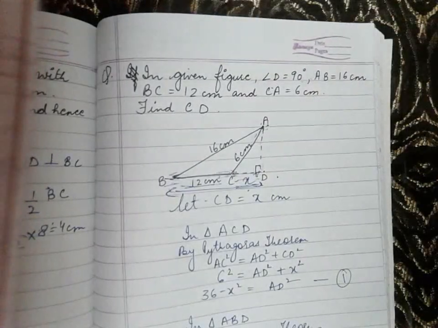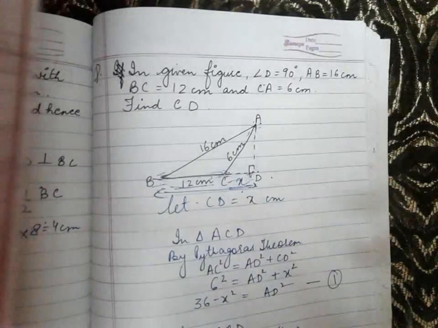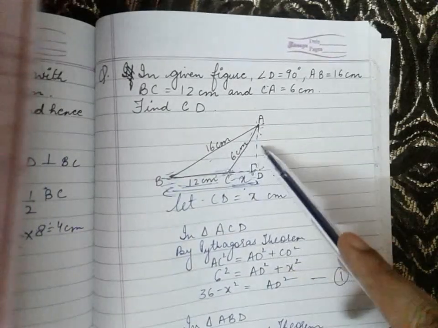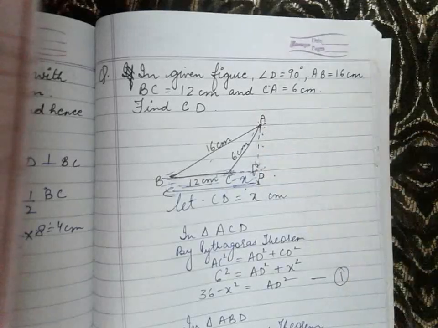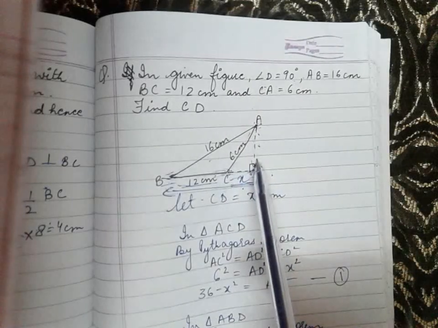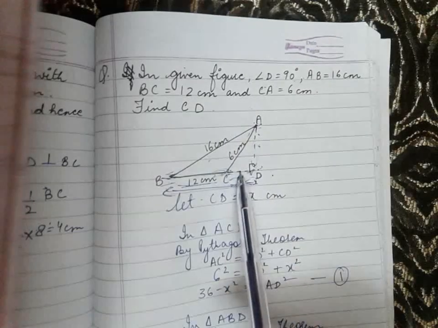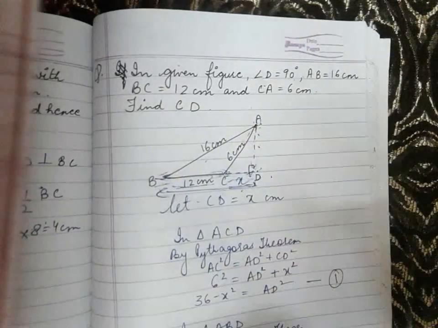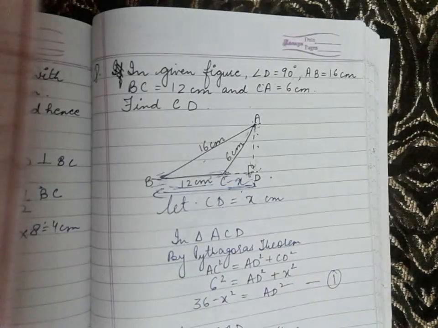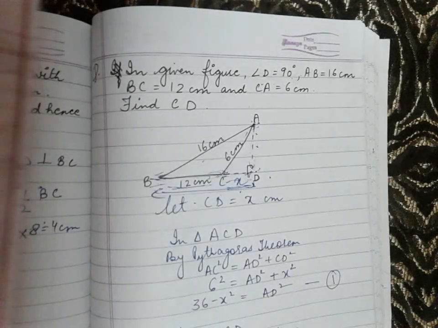Now, the basic concept of the question is, we have two right triangles here, triangle ABD and triangle ACD. In both the triangles, one thing is common. This side AD is common to both the triangles. We will find AD using both the triangles, I'll use ACD to find AD, then I'll use ABD to find AD. Then we will equate the two values, because no matter which triangle we use, we'll get the same value for AD. This is the logic that we'll be using in this question.